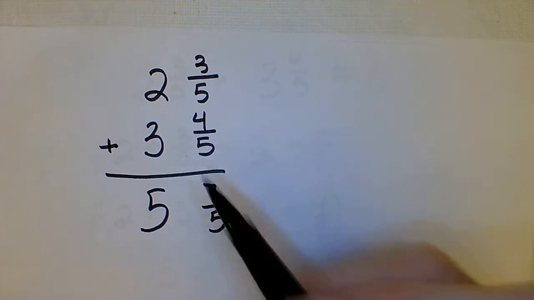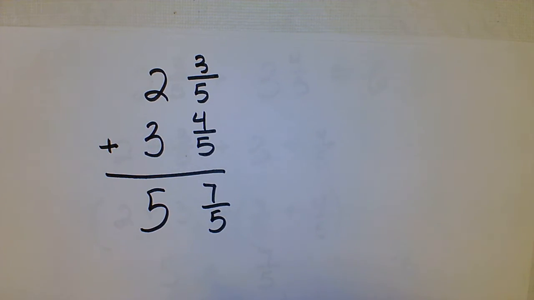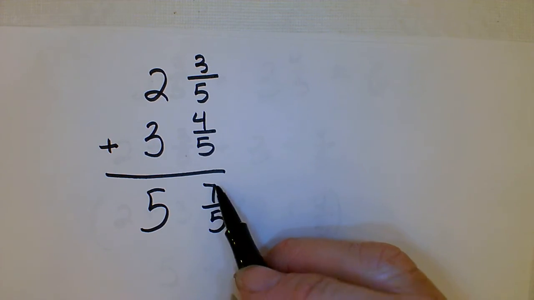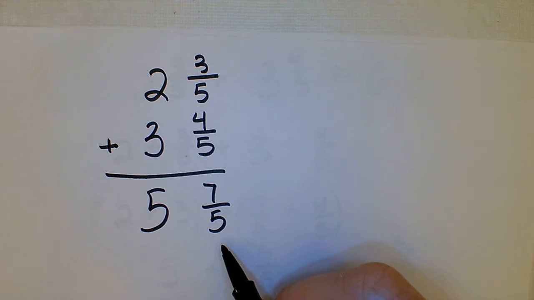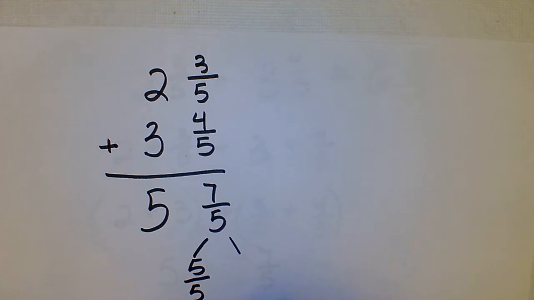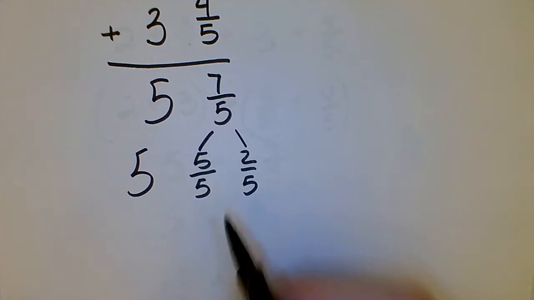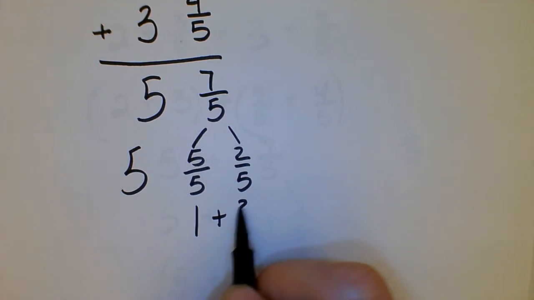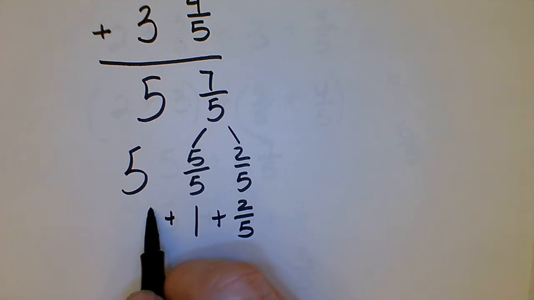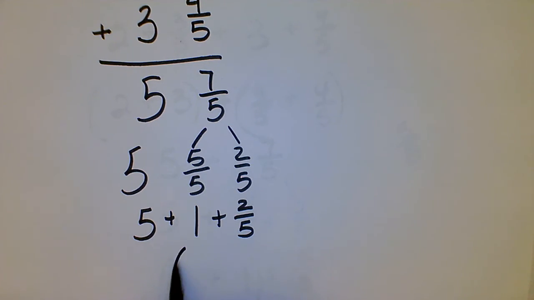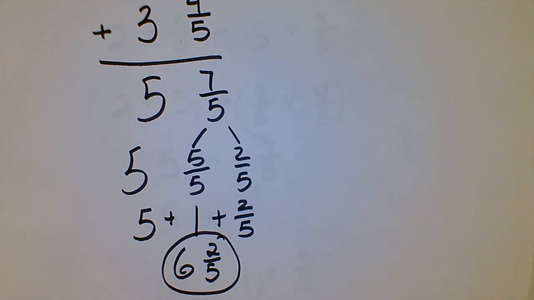And now I have the same thing where 7/5 is a fraction greater than 1. So I need to go ahead and show that. So again, we pull out a group of 5/5 and are left with 2/5. And we still have our 5. We're just doing the exact same thing we did before. So this becomes 1 plus 2/5 plus 5. And 5 plus 1 is 6 plus 2/5. So again, we got the same exact answer.